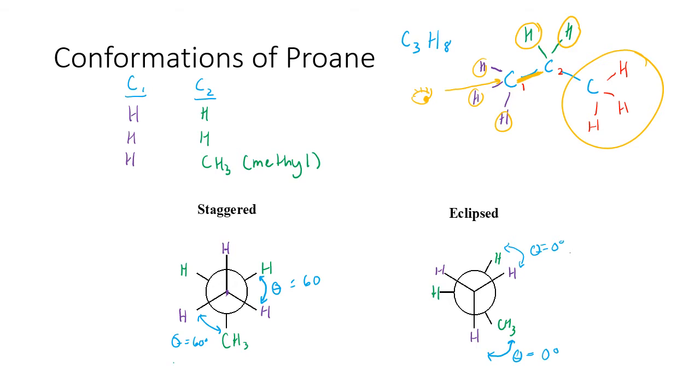So this would be our lowest energy, the staggered conformation, and the eclipsed would be our highest energy, or our least favored conformation when we draw propane.